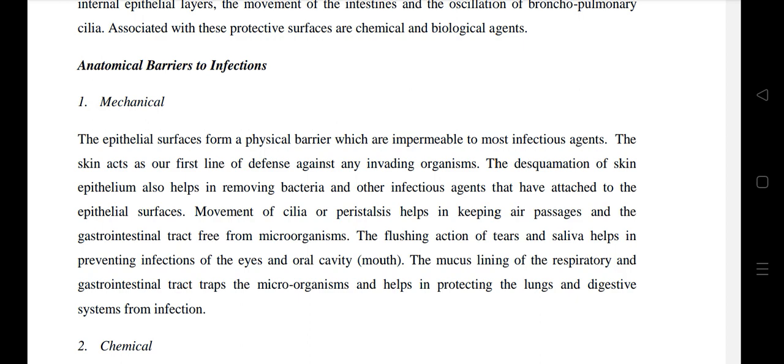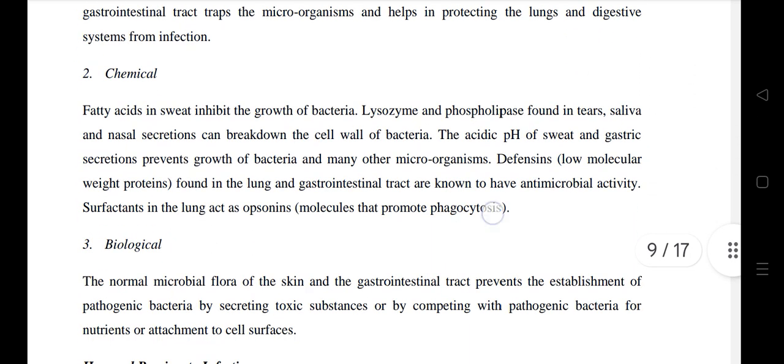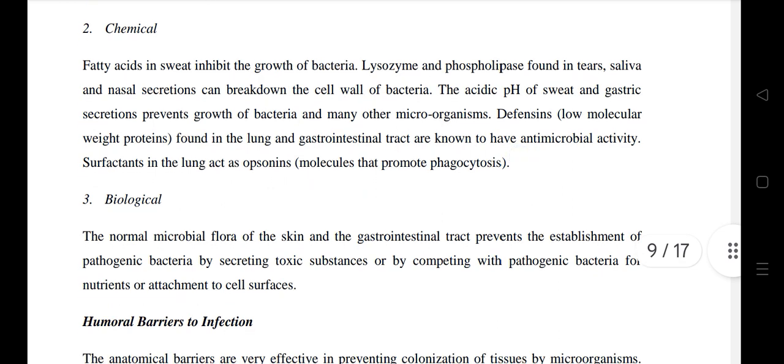Movement of cilia or peristalsis helps in keeping air passages and the gastrointestinal tract free from microorganisms. The flushing action of tears and saliva helps in preventing infections of the eyes and oral cavity or mouth. The mucous lining of the respiratory and gastrointestinal tract traps the microorganisms and helps in protecting the lungs and digestive systems from infection.